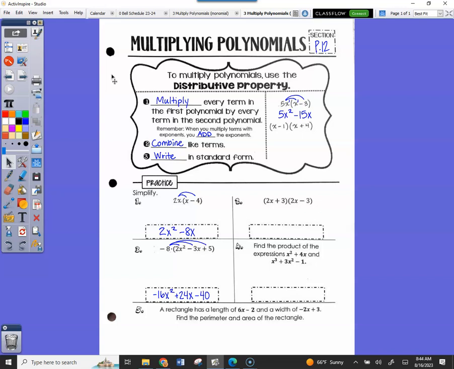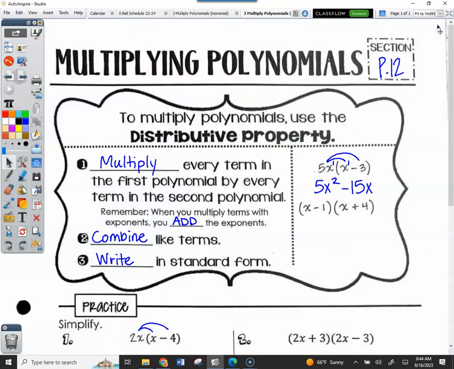Okay, this is where we started yesterday. You should already have this on there. And yesterday we only practiced with a monomial times a binomial. Today we're going to look at when it's a binomial times a binomial. It's really important that you use those words because you're going to hear me say them and I need you to visualize what I'm talking about when I say them.